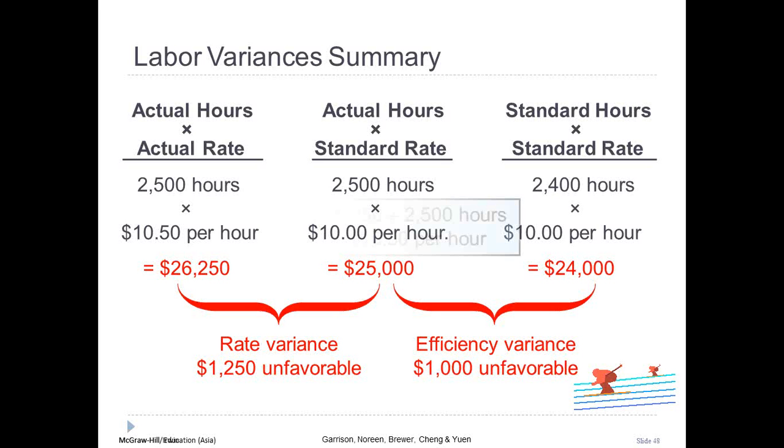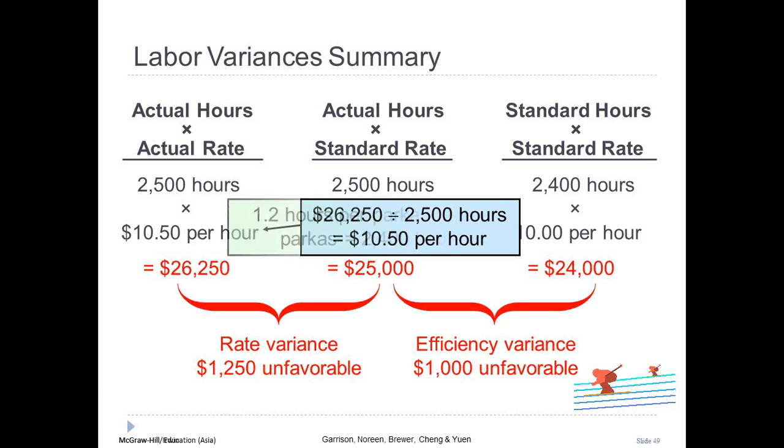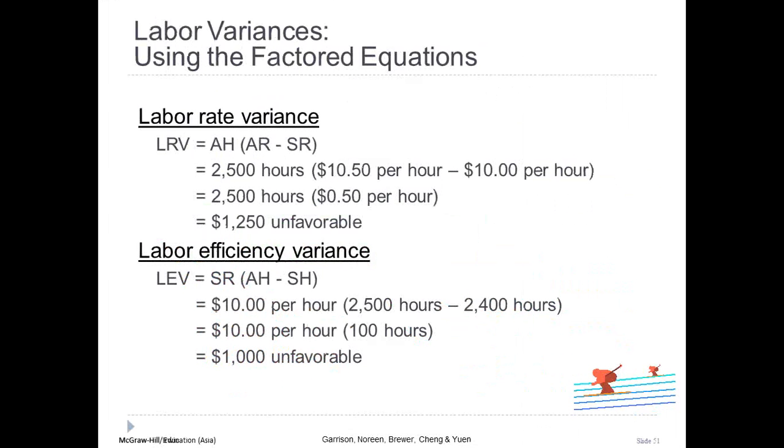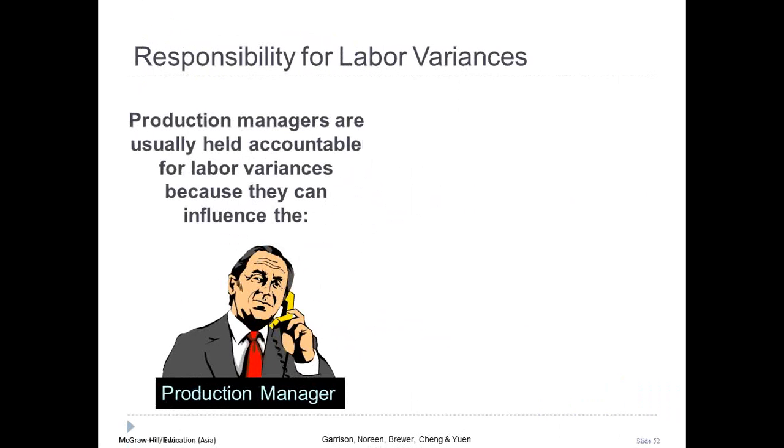So the actual price or rate of $10.50 per hour is computed by dividing the actual total cost for labor by the actual number of hours worked. The standard quantity of 2,400 hours is computed by multiplying the standard hours for one parka times the number of parkas made. Factored equations can also be used to compute the rate and efficiency variances.